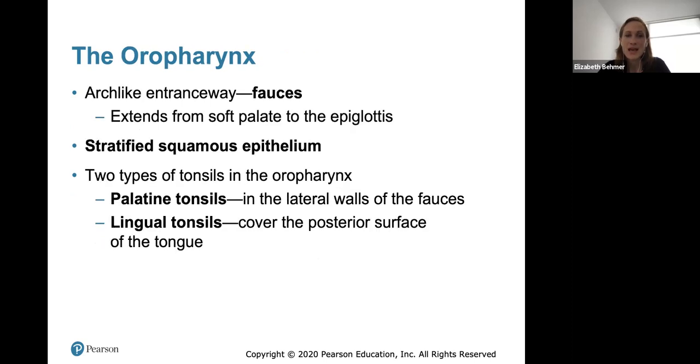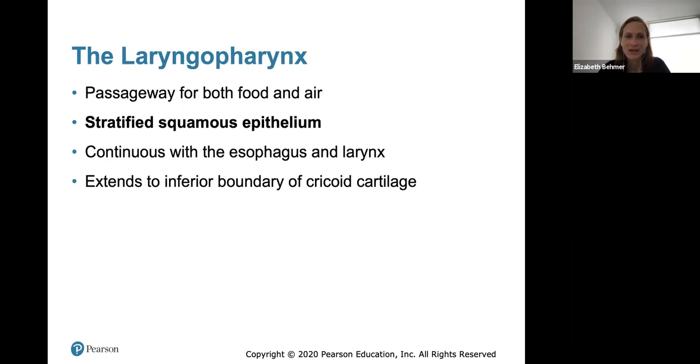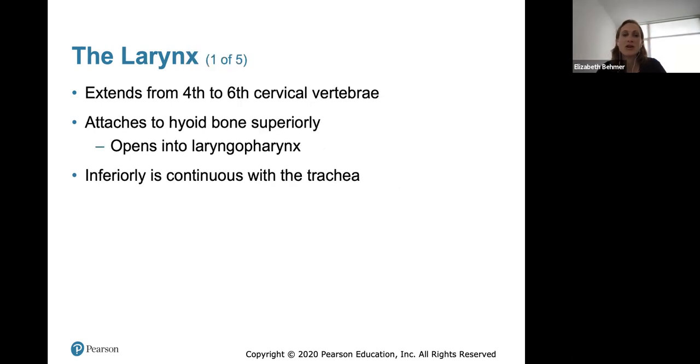The oropharynx then is behind the oral cavity. It has an arch-like entranceway called fauces, has stratified squamous epithelium, and there are 2 different types of tonsils in the oropharynx. The laryngopharynx is a passageway for food and air. It contains stratified squamous. It's continuous with your esophagus and larynx, and it extends to the inferior boundary of the cricoid cartilage. Then the larynx extends from the 4th to 6th cervical vertebrae.